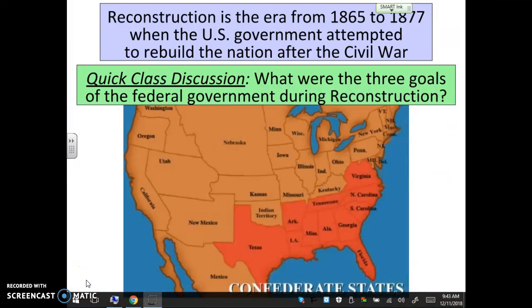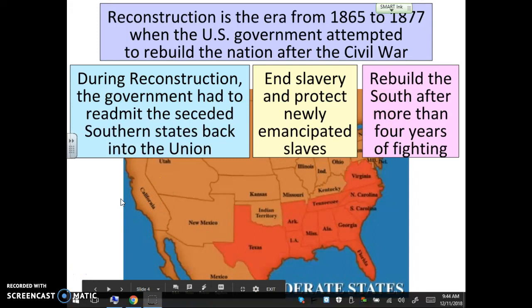So we'll be sure to talk about this during class, but it's good to make sure that we know this moving forward: there are going to be three major goals that the federal government wants to create or answer during Reconstruction. The first of those being, how are we going to take care of the southern states moving forward? Again, how are we going to get them back into the Union? How are we going to protect those newly emancipated slaves? And how are we going to rebuild the South after all this fighting?